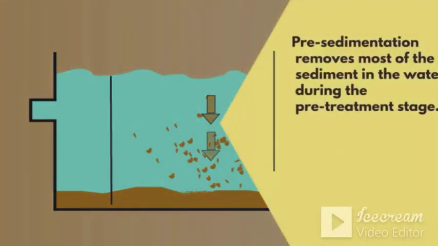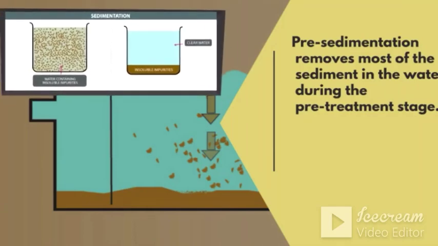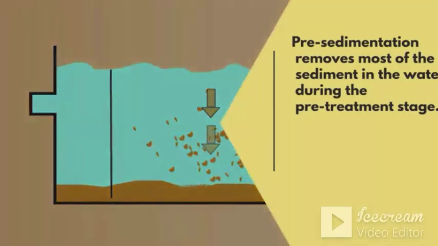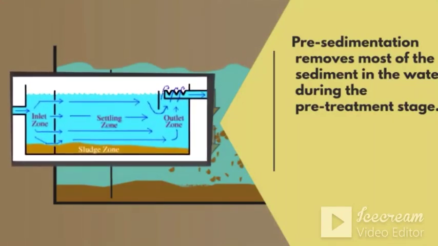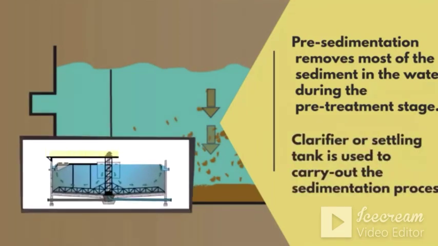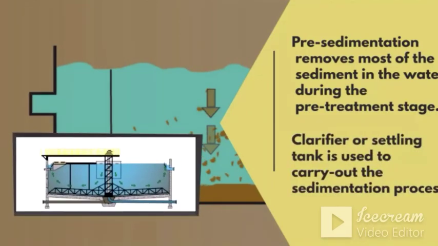Pre-sedimentation removes most of the sediment in the water during the pre-treatment stage. In addition, pre-sedimentation basins are useful because raw water entering the plant from a reservoir is usually more uniform in quality than water entering the plant without such a holding basin. A clarifier or settling tank is used to carry out the sedimentation process. Let us see what the types of basins are.